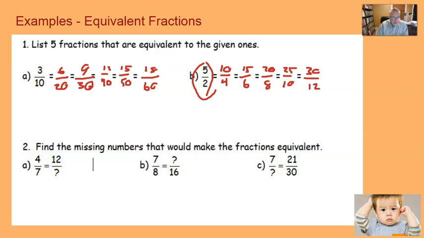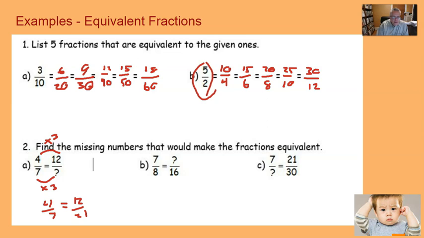Right here, we want to find the missing number. We just have to think about what we multiplied. To go from 4 to 12, we must have multiplied by 3. So we're going to multiply by 3 here. And it turns out that 4/7 is equal to 12/21. All right, 7 times 3 is 21.